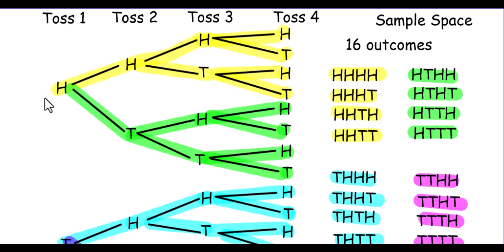Then the next 4 are the first coin being heads, but the second one, or the second toss, being tails. So we've got heads, tails, heads, heads, heads, tails, heads, tails, which is this second one here, heads, tails, tails, heads, and heads, tails, tails, tails, which is this last one. So our first 8 outcomes are the ones that begin with heads on that first toss.